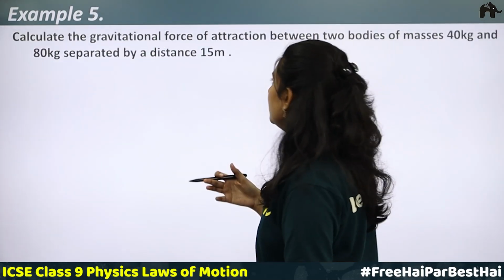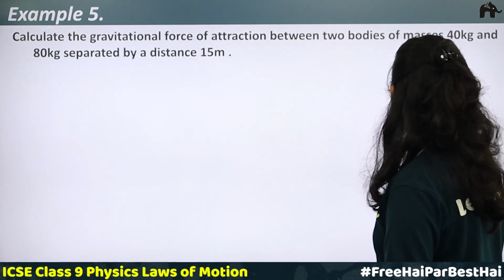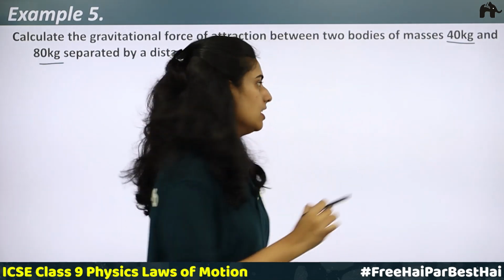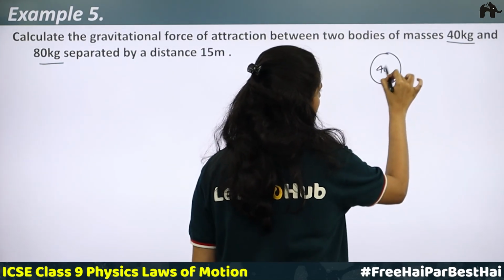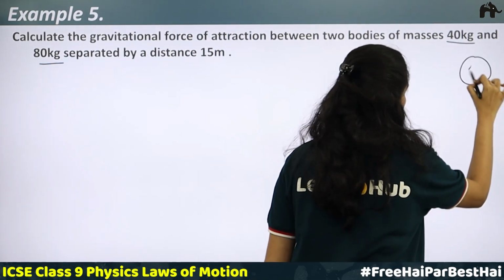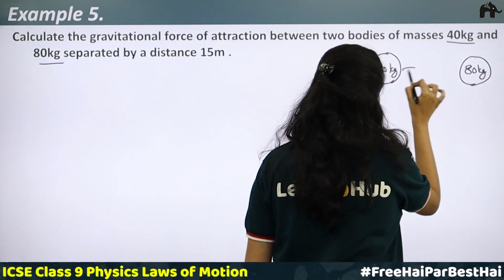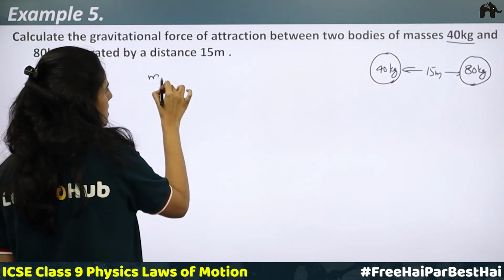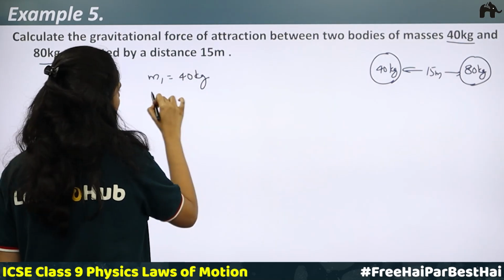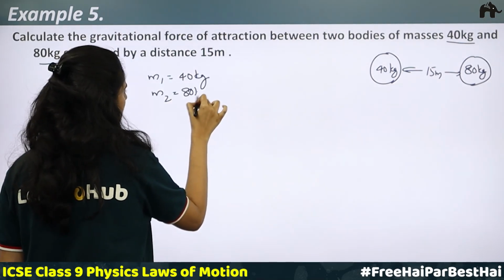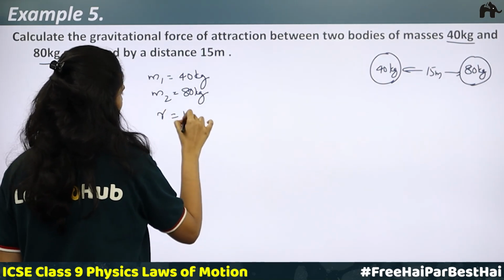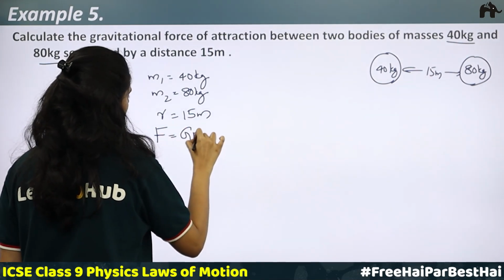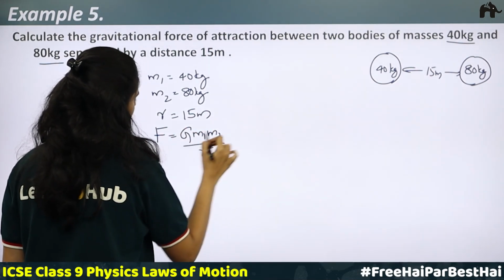Fifth example: calculate the gravitational force of attraction between two bodies of masses 40 kg and 80 kg separated by a distance of 15 meter. There is a 40 kg mass, then you have an 80 kg mass. They are separated by 15 meter distance. So M1 is equal to 40 kilogram, M2 is equal to 80 kilogram, distance of separation R is equal to 15 meter. Gravitational force F we have to determine, which is G M1 M2 divided by R square.